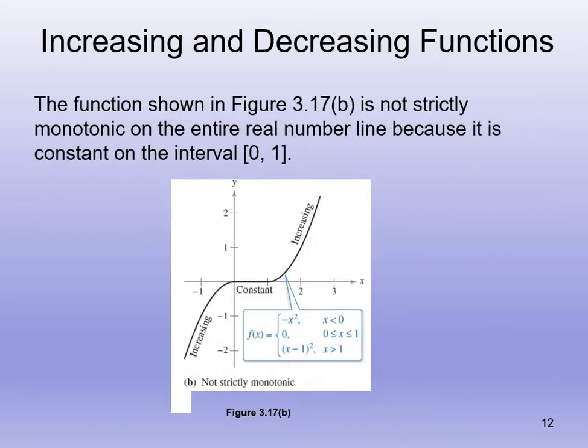Functions that look like this, though, where there's actually a spot where they have a constant value, these are not monotonic functions, because even though it looks like they're constantly increasing, there's a specific interval here from 0 to 1 where they are a constant value. Since that means that they're not increasing there, this is not a monotonic function.